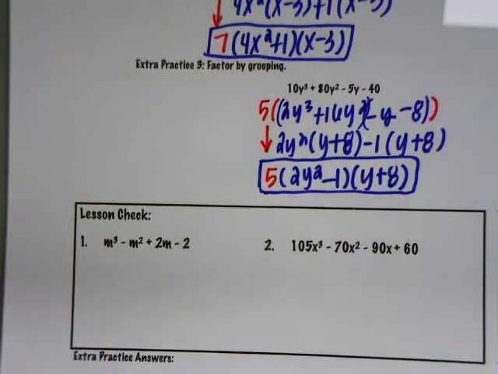Good? Any questions at all? Pretty easy? So that's the last factoring method, and you'll know to do this if you have 4 terms, basically. Okay? All right, go ahead and do the lesson check.